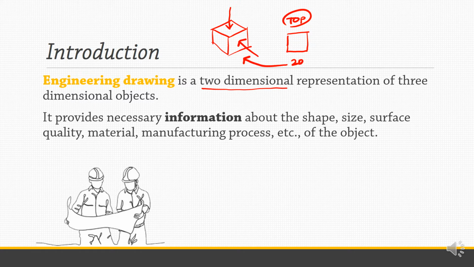Now engineering drawing, or the drawing created by engineering drawing, provides necessary information about the shape, size, surface quality, material, manufacturing process, etc. of the object. So say this is the object, so you can put dimensions. You can also put a leader line that explains kung ano yung material na yan. Say concrete. So ganun. And other details na pwedeng madagdag.